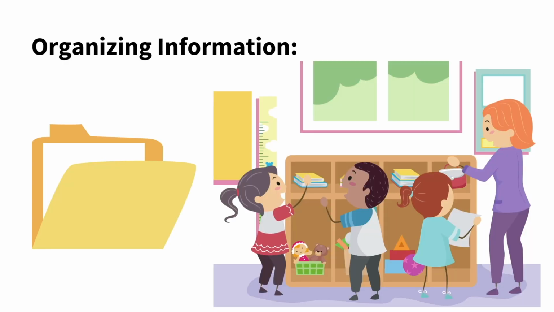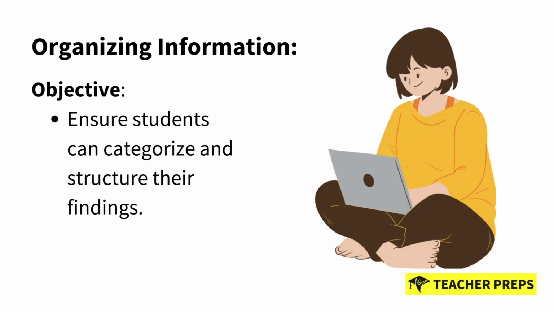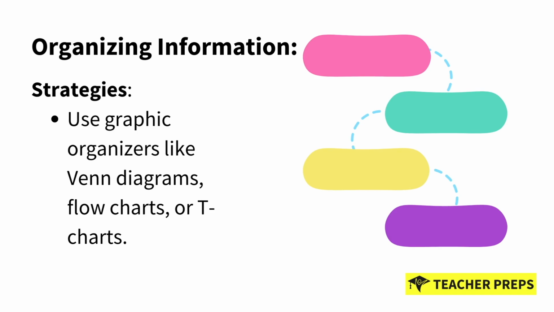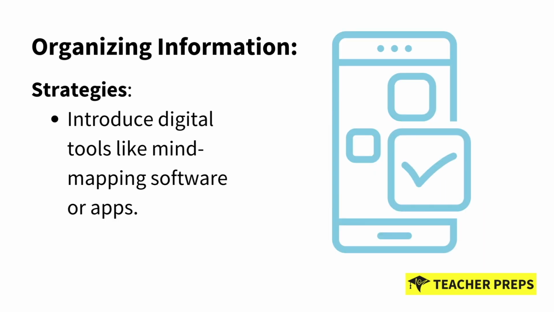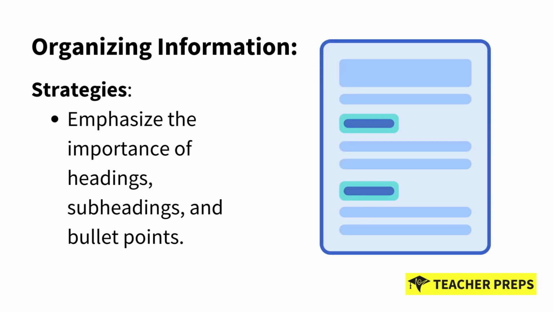Next, we have organizing information. Here, we want to ensure students can categorize and structure their findings. We can teach students this skill with these strategies. First, use graphic organizers like a Venn diagram, flowchart, or T-charts. Introduce digital tools like mind mapping software or other applications. Emphasize the importance of headings, subheadings, and bullet points.